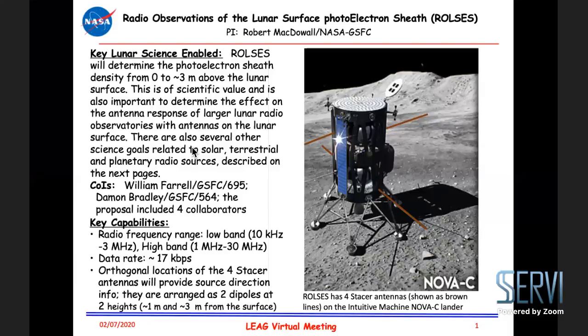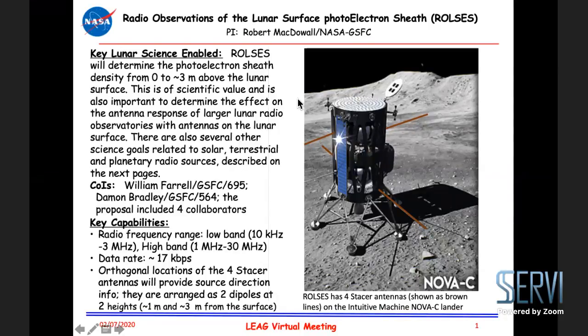So, as indicated, the co-Is are William Farrell of Goddard and Damon Bradley of Goddard. The frequency range that we cover is the low band of 10 kilohertz. Well, there are two frequency bands, but the low frequency is 10 kilohertz and the high frequency is 30 megahertz. We only get down 17 kilobits per second of data. We hope to have 4 stacer antennas, which are suggested here on this old version of the Intuitive Machines Nova C lander: 1, 2, 3, 4.